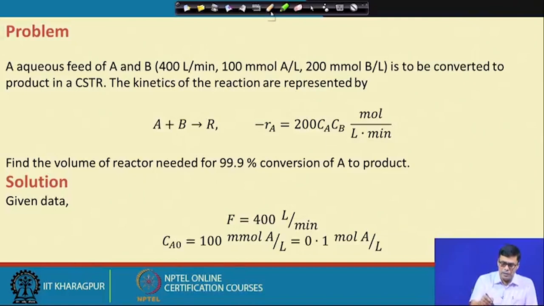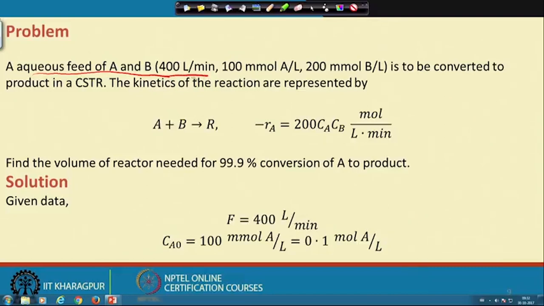This is the aqueous feed A and B. The feed flow rate is given as 400 liters per minute. What is the A concentration? 100 millimoles A per liter. And what is the B concentration? 200 millimoles B per liter, to be converted in the CSTR.